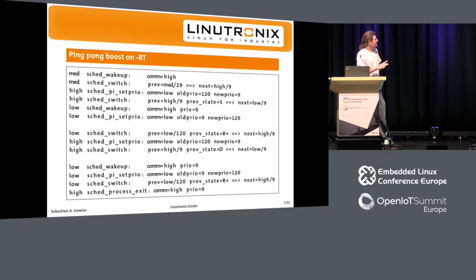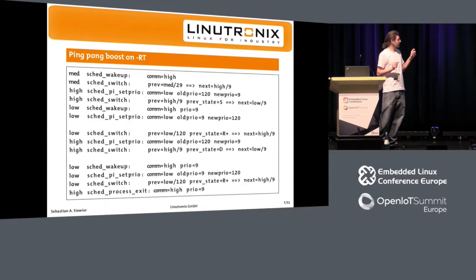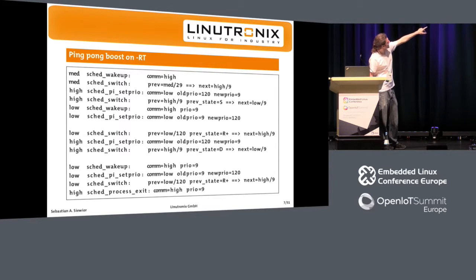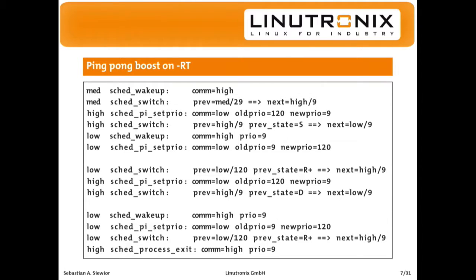So, since we have the global hash lock in the hash bucket, we see on RT what we call a ping-pong boost. What you see here is a sketch tracer, where I removed all those things that are not that important to get it to fit on the slide. On the left, you see met high low is the name of the process. Sket wake up switch is the name of the event. And what you see on the second line, you have met slash 29, which means the process name is met and the priority is 29. It's the kernel way of writing things down, which means the lower number is the higher priority.